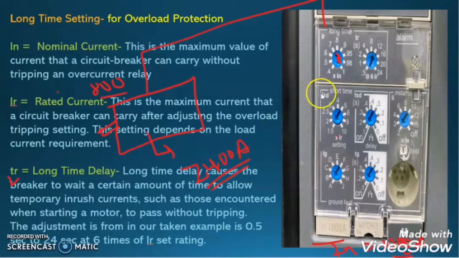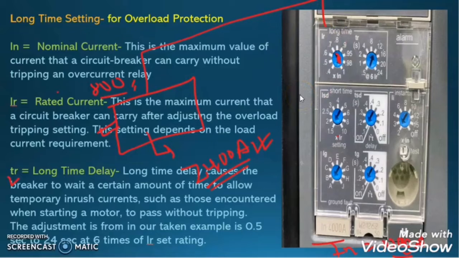But this tripping will be undesired tripping. Why? Because this starting current is temporary. It will last only a few seconds, maybe 3 or 4 seconds. After that, this motor will take only the 800 ampere full load current, or if there is not much load on this motor, it will take less than 800 ampere of current. So at the time of starting, this breaker trips because a huge current, in our case 2400 ampere, is flowing through this breaker.